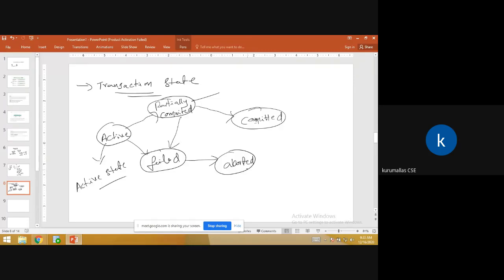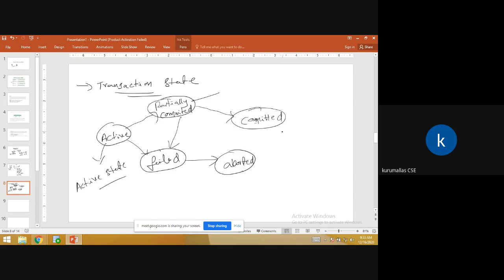Next, the abort state. It occurs after the transaction has been rolled back and the database has been restored to its state prior to the start of the transaction, right?